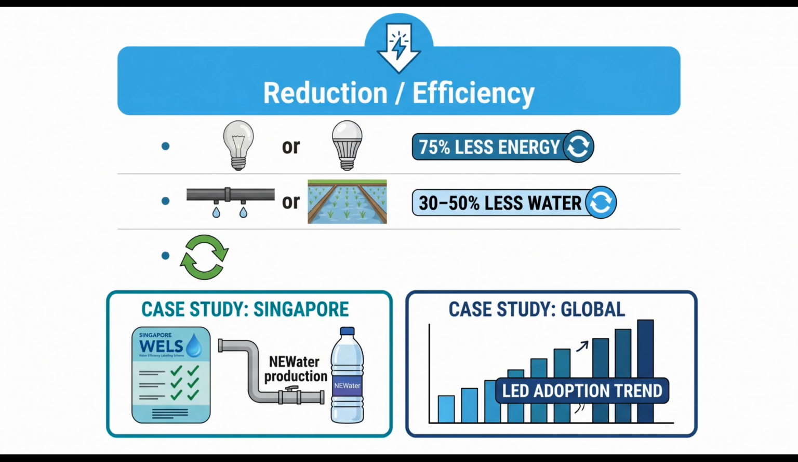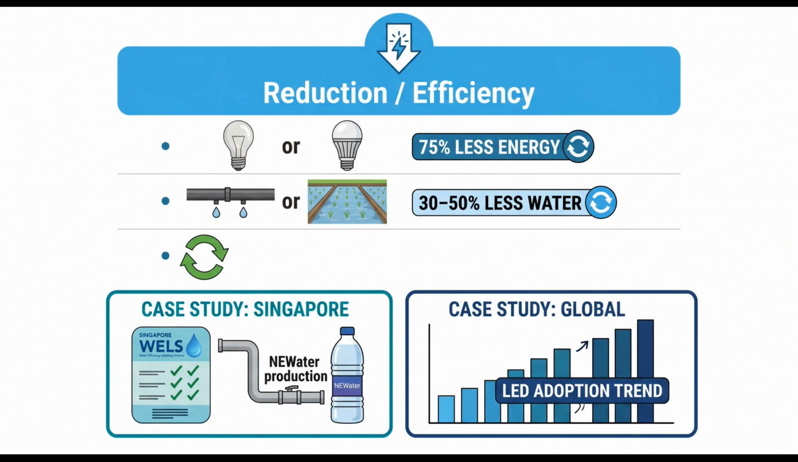LED lighting uses approximately 75% less energy than traditional incandescent bulbs to produce the same amount of light. Drip irrigation delivers water directly to plant roots and uses 30 to 50% less water than surface flooding methods. Recycling reduces the need to extract and process new raw materials. Less mining, less energy, less depletion.